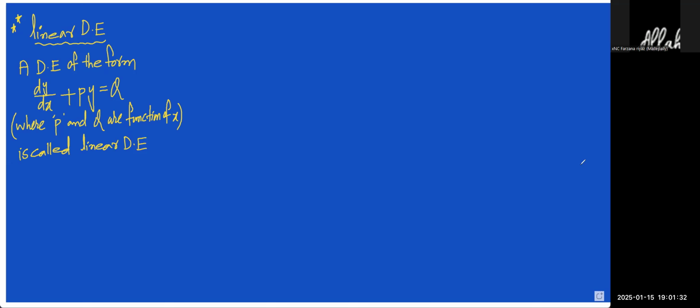After that, how do we solve the problems? Working rule. If the problems are given, how to solve it? For exact differential equation also I gave the working rule: M dx plus N dy form, checking the condition of exactness, then writing the solution. Here also we have a working rule.